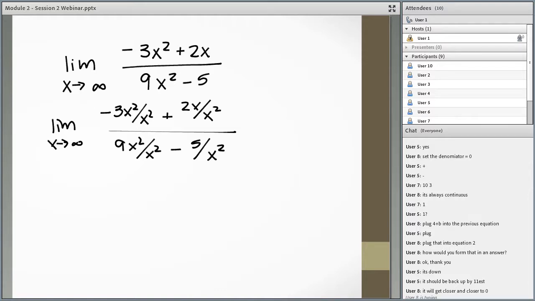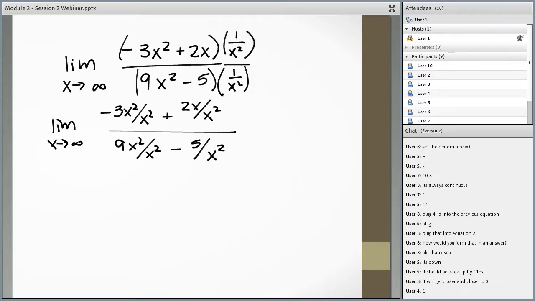And you may be thinking, why am I allowed to divide everybody by the largest term in the denominator? Basically what I'm doing is I'm multiplying the numerator by 1 over x squared and also the denominator by 1 over x squared. So what am I actually multiplying the function by? 1. Good. So I'm not changing anything by multiplying the function by 1 over x squared over 1 over x squared. It's just multiplying by 1, and I can always multiply by 1.